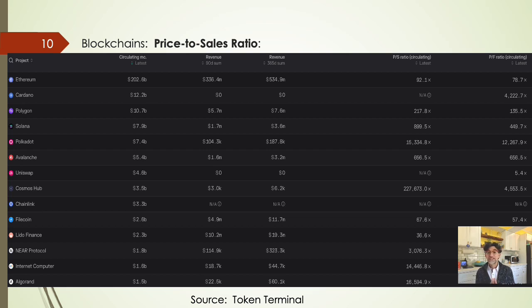And then Cardano, which is doing really well now with NFTs, has not available. Maybe data is not available. It's too early, I don't know. But I know there is revenue on that. And then Polygon, which is doing well, has lots of revenues, right? Its price to sales ratio is pushing 218.